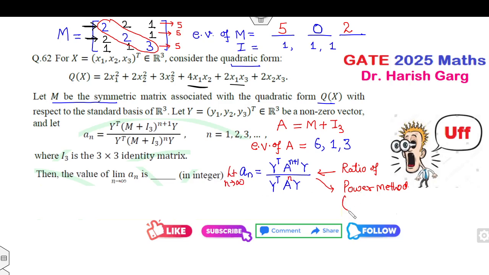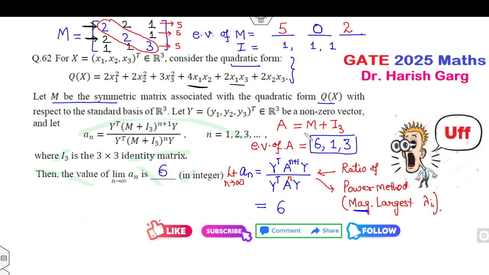And in the power method, we always look at the largest magnitude eigenvalue. So it will converge to the largest eigenvalue in magnitude. So can you find the largest eigenvalue in magnitude of the matrix A? It is 6. So the correct answer of this problem is 6. That's a very interesting question. It correlates the quadratic form and the power method. So that's a very simple way.